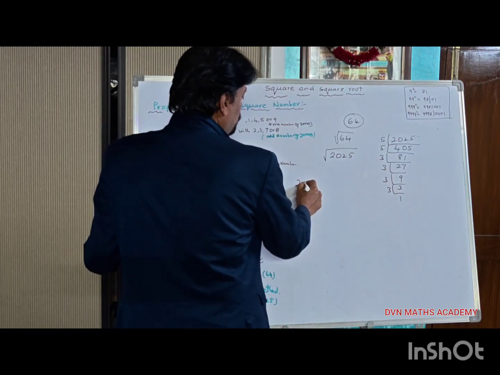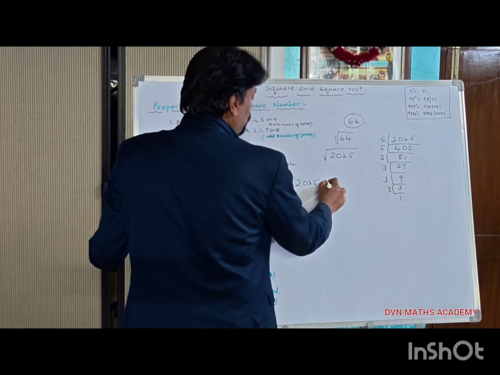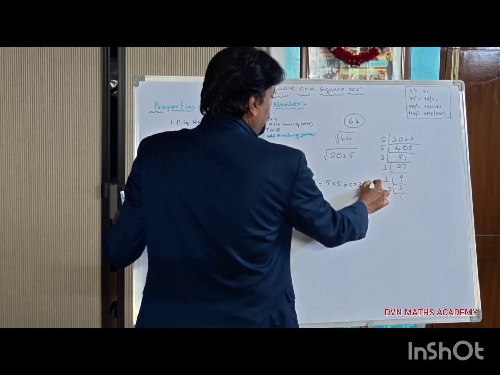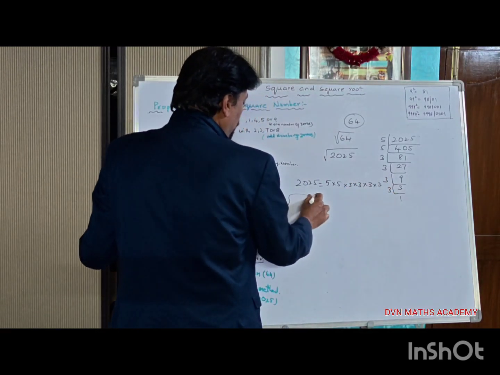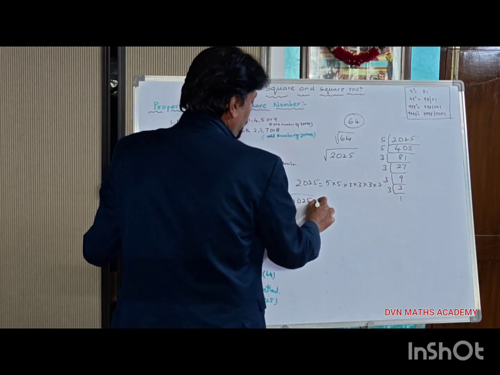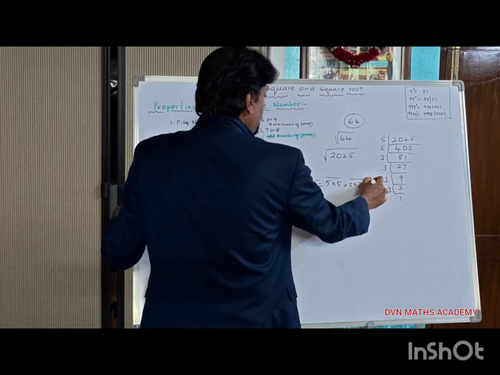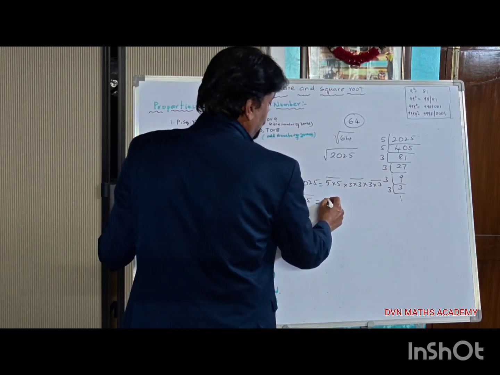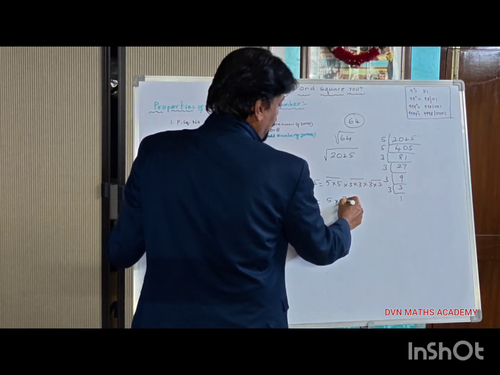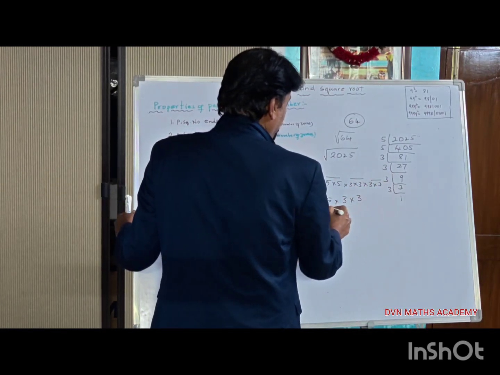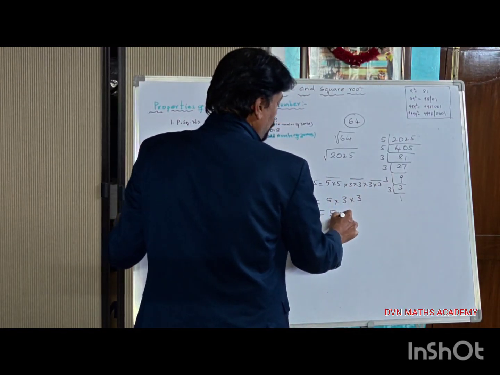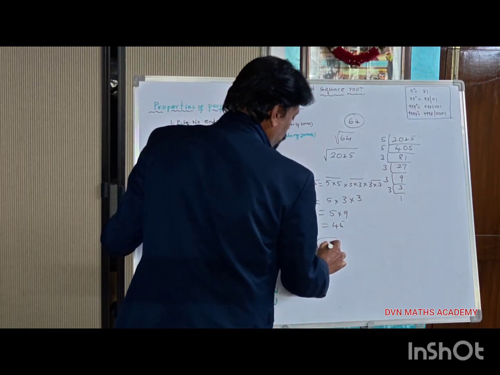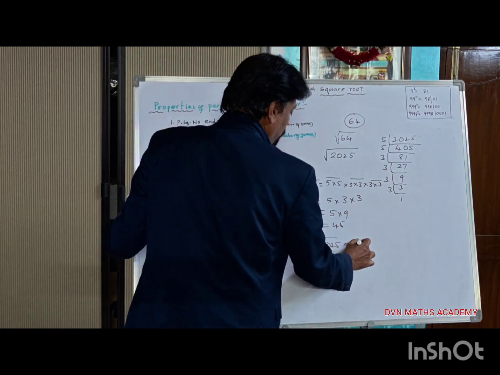Now 2025 is equal to 5 into 5 and 3 into 3 and 3 into 3. Now if I want the square root of 2025, you make pairs, you will get perfect pairs. From each pair you take one factor, that is 5. From this pair you take 3. From this pair you take 3, then it will become 5 into 9, so it becomes 45. Therefore, square root of 2025 is equal to 45.